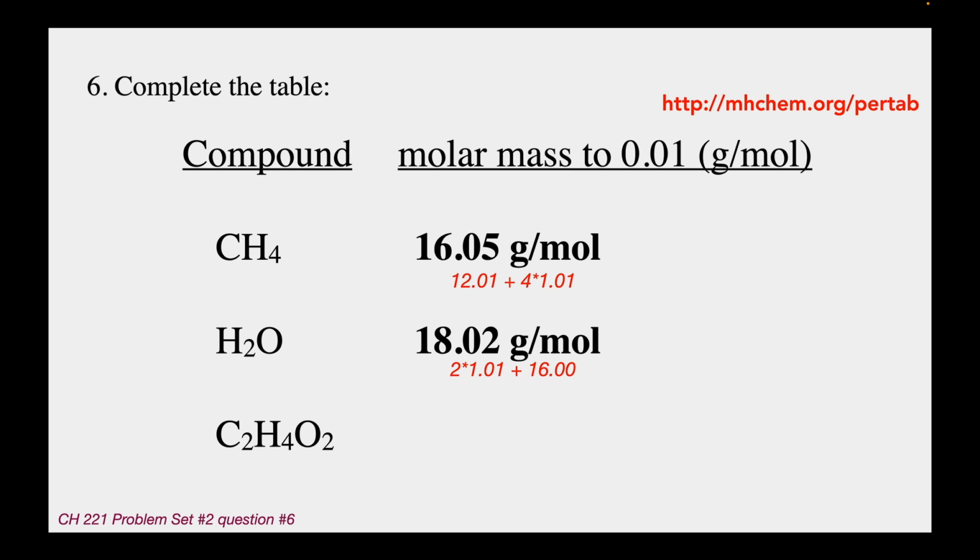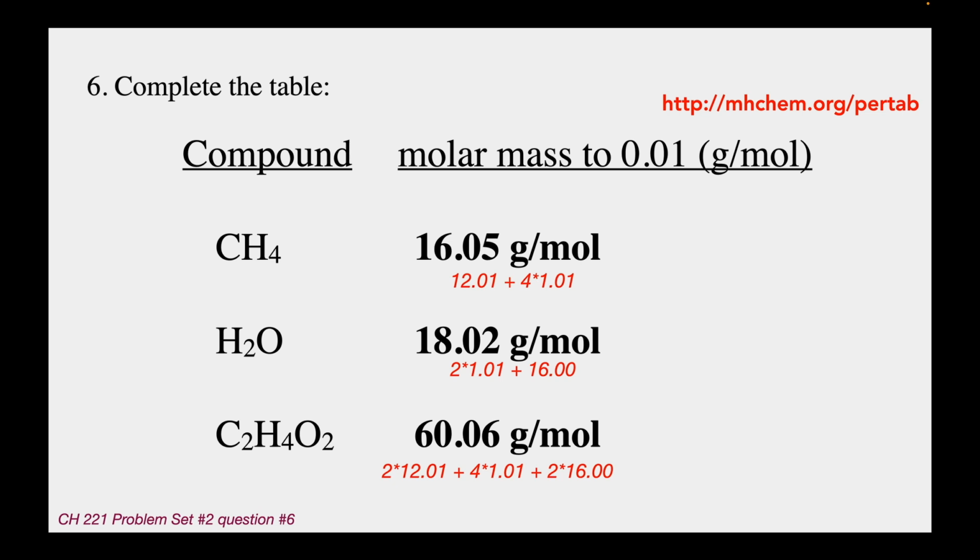We'll talk more about that in a later chapter, but again, the process here is similar. You need to look up carbon, hydrogen, and oxygen. So carbon is still 12.01, and there's 2 of them, so times 2. Hydrogen is still 1.01, multiply it by 4, and oxygen, 16.00, multiply it by 2. Add all of those numbers up, 60.06 grams per mole would be the molar mass of this compound.